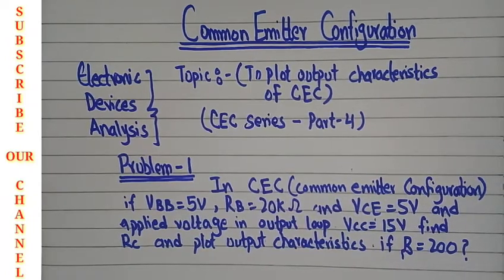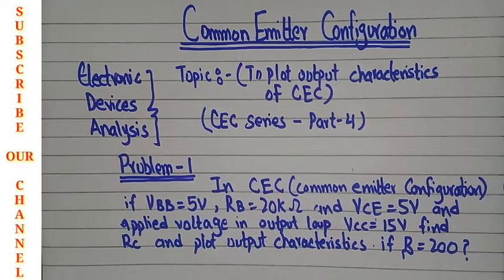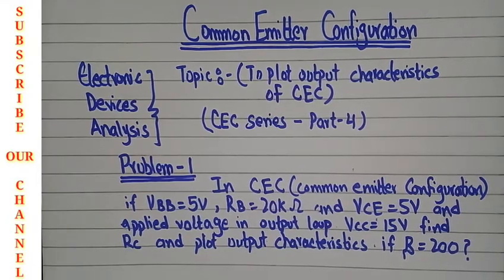So guys, our today's topic is to plot the output characteristics of common emitter configuration. This will be part 4 of our common emitter configuration series. In today's lecture, we will solve a problem based on common emitter configuration where we will find some parameters, and at the end we will plot the output characteristics of this problem. So guys, let's start with the solution of this problem.